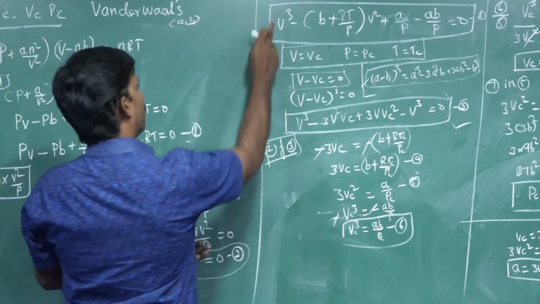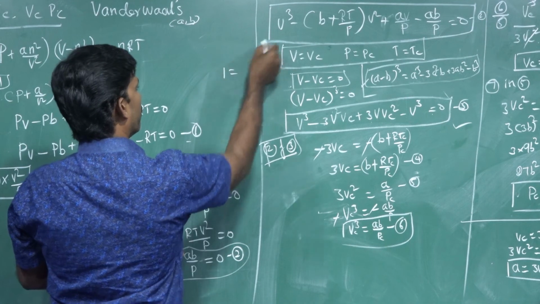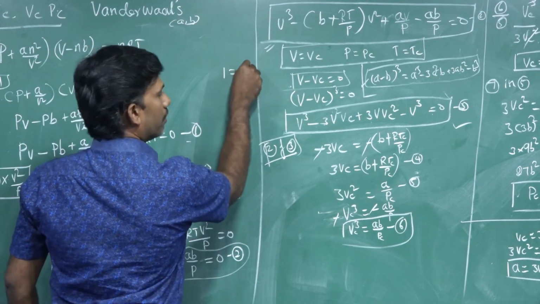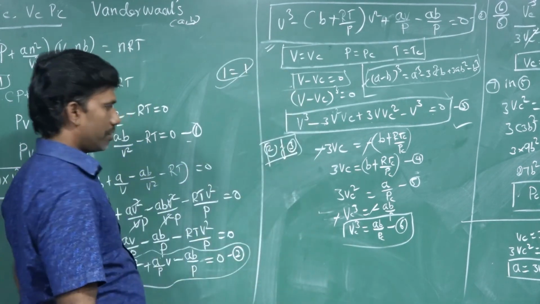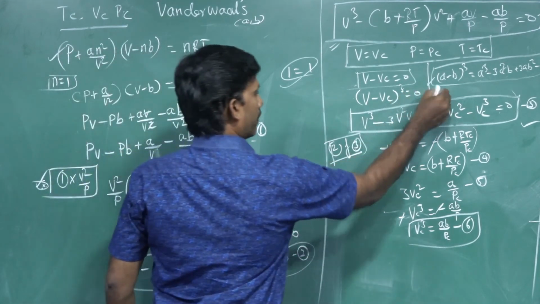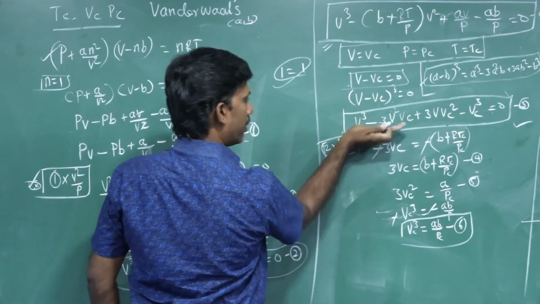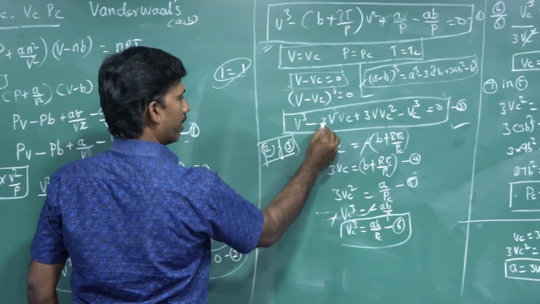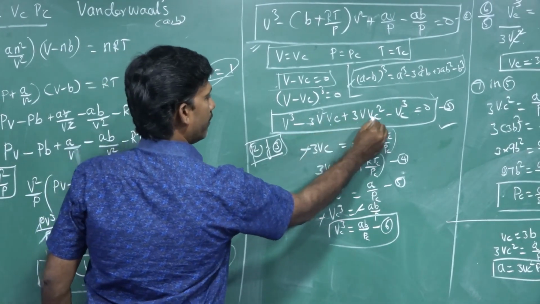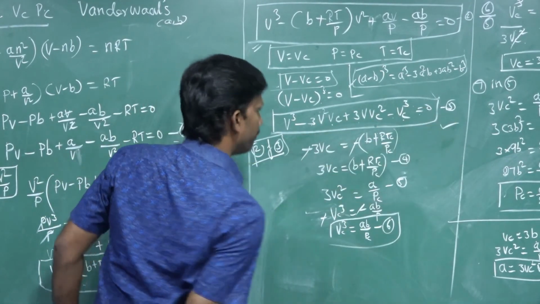So Vc cubed, both are the same. Vc cubed in 2 is also 1, in 3 also 1. Okay, after this formula, the cubic equation in elaborated form will be like this: V cubed minus 3Vc V squared plus 3Vc squared V minus Vc cubed equal to 0.